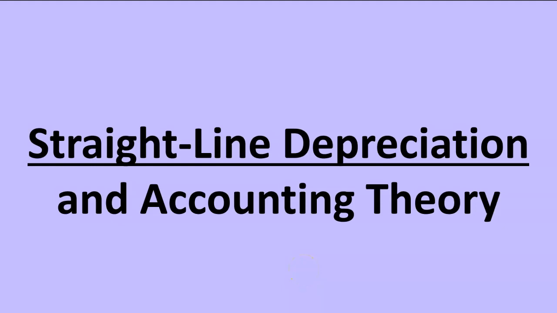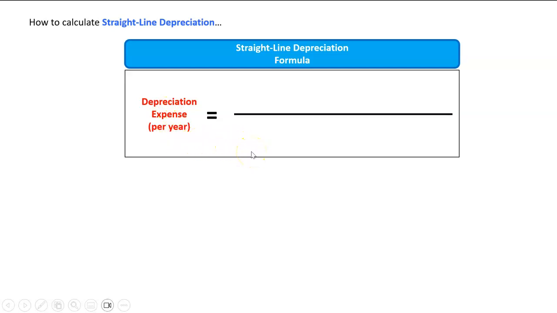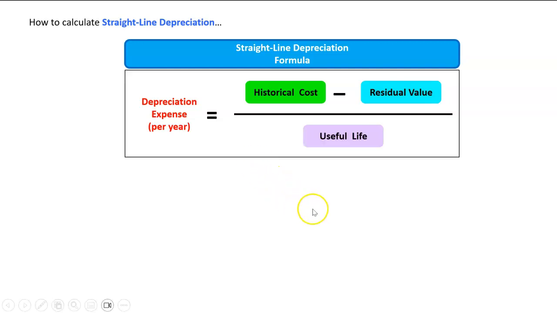The last thing we have to do with straight line depreciation is just look at a little bit of accounting theory. So let's just recap. How do we calculate straight line depreciation? Well, we've got two methods. We've got the formula method, and that is where we calculate the depreciation expense per year, and we take the historical cost, less the residual value, and then we divide it by the useful life.